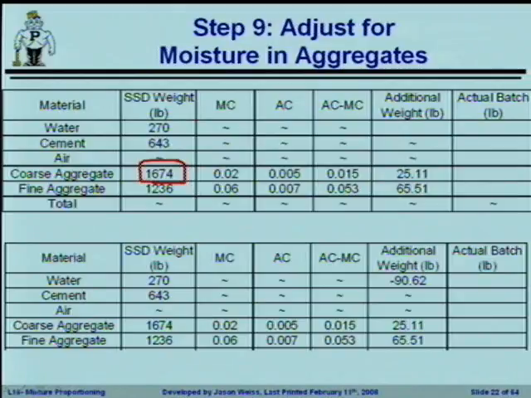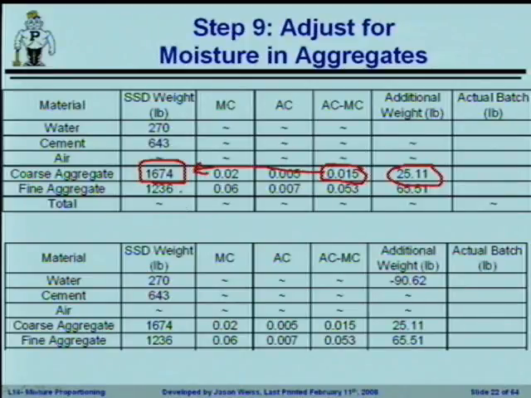So what we need to do is beef up the amount of that aggregate that we're actually using in the system, because there's going to be a portion of that that's just plain water that's coming along for the ride. So we're going to take this small percentage right here, 1.5%, times 1674, and that's going to give us our 25 pounds extra that we're going to add to our mixture.